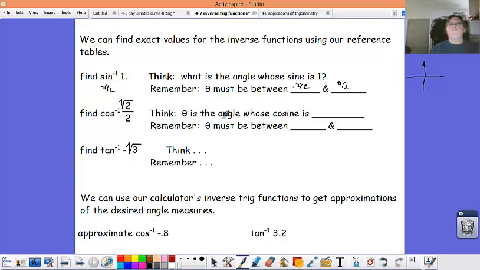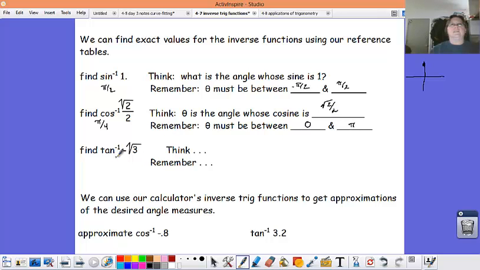Okay? The cosine inverse of root 2 over 2. Theta is the angle whose cosine is root 2 over 2. And I know those are the 45-degree marks. Our theta has to be, for cosine, between 0 and pi. And for us, in between there, the 45-degree mark or the pi-fourths mark is where cosine is root 2 over 2.